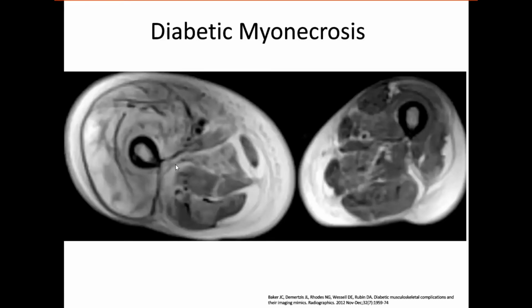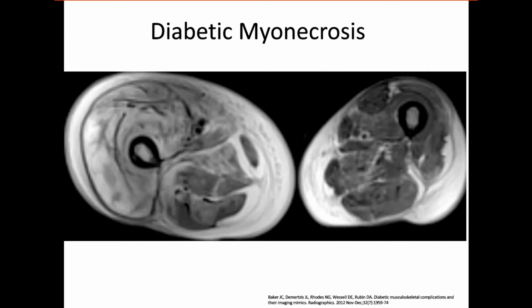Diabetic myonecrosis is often seen in patients with long-standing diabetes. Usually it's very painful, but it does get better on its own over a few weeks. But it will show up with very severe muscle edema on the MRI. So importantly, muscle edema is a non-specific finding. I think it means essentially muscle inflammation, but it doesn't necessarily tell you what the inflammation is from. In this particular case, the muscle inflammation is from ischemia.